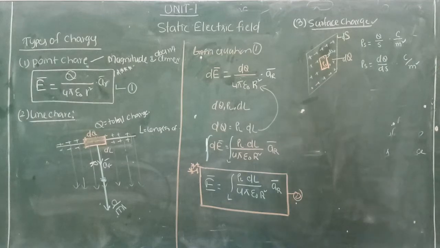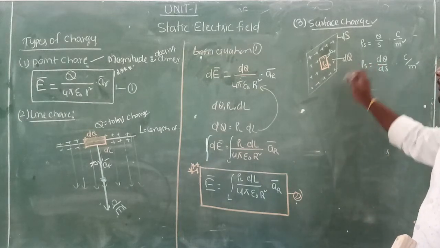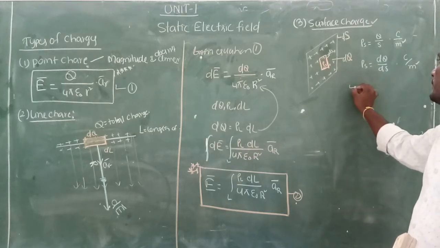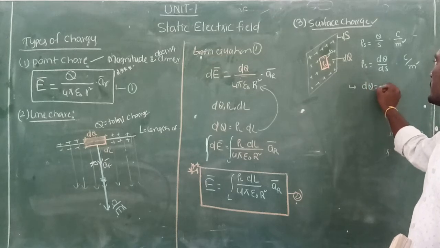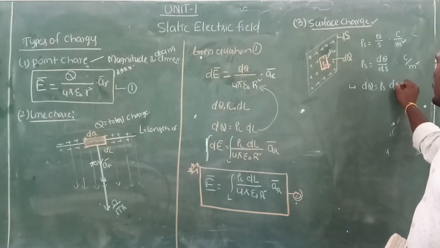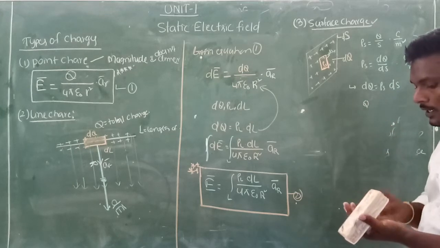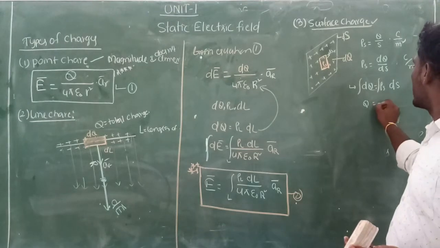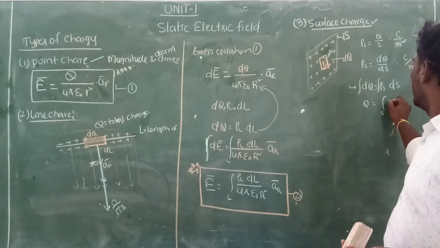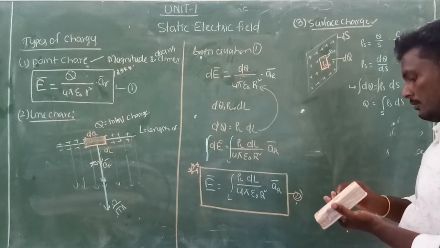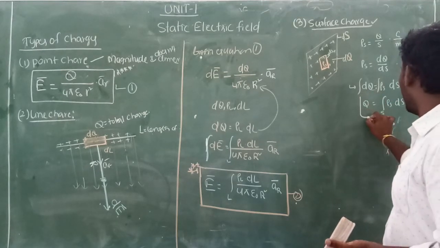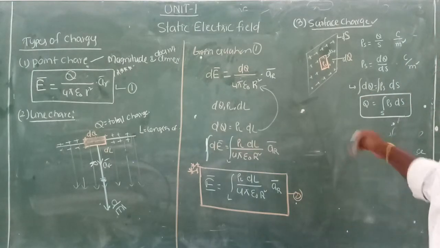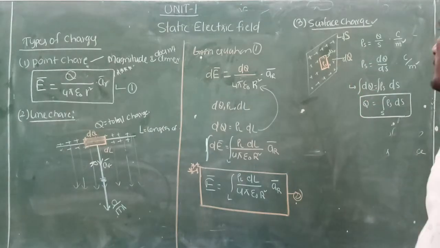Okay, now what is the next step? If you want to calculate q from this expression, what will you do? dq is equal to rho s into ds. So by integrating both sides of this expression, you will get q is equal to the surface integration of rho s into ds. This is the expression for capital Q, or the expression to calculate the total charge on the surface.